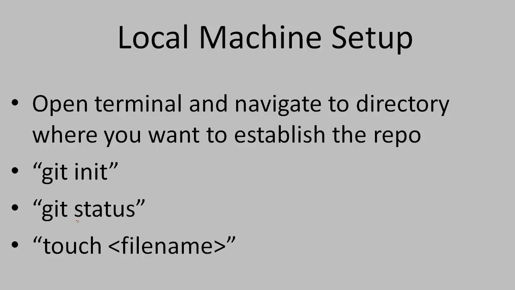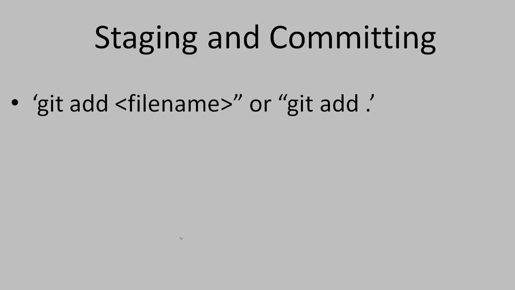I'm going to create a file. I'm going to maybe make a README file or just a practice text file. I'm going to do that by typing in touch and then whatever I want the file name to be. With that all set up, then I'm going to have a file that is ready to be committed if I want it to. And before we can do that, we have to add it to the staging area. So I'm going to type in git add and then whatever the file name is.